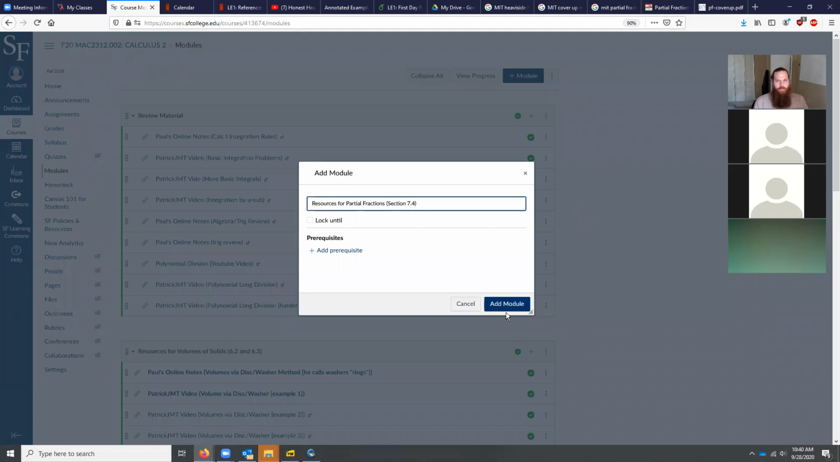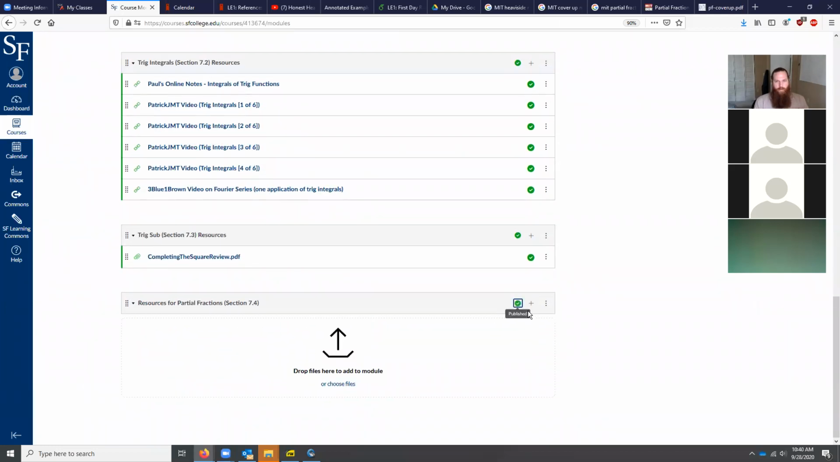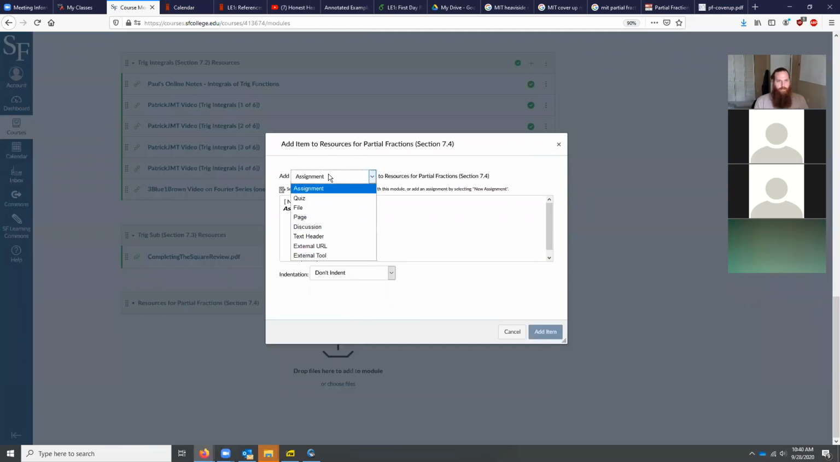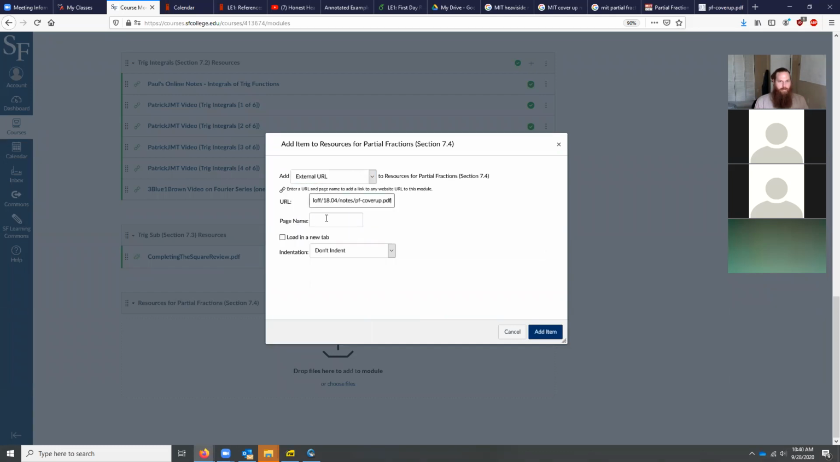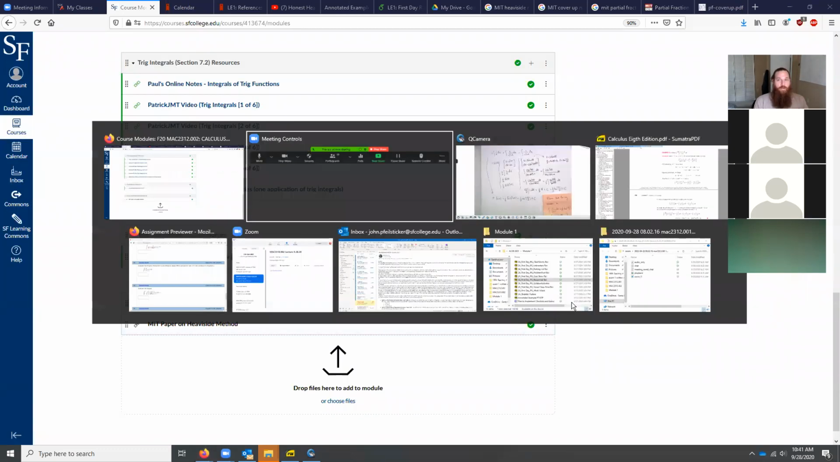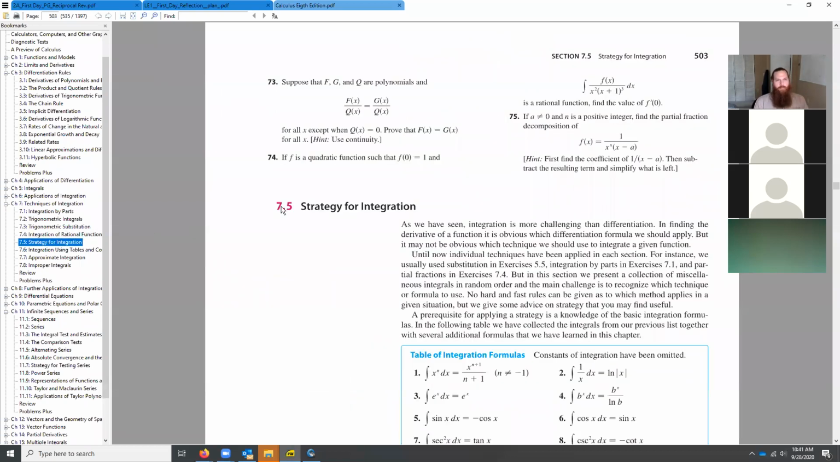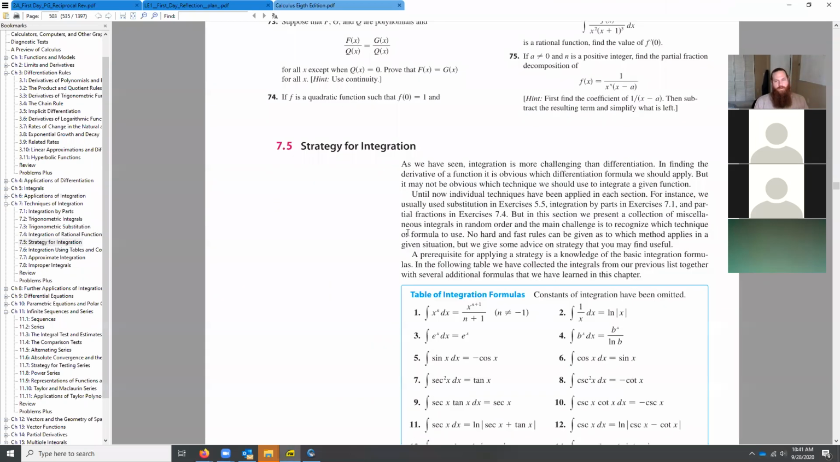Then finish the study guide. If you want more practice, having done both of those things, then you can look at the textbook. Section 7.5 doesn't actually have any new content.